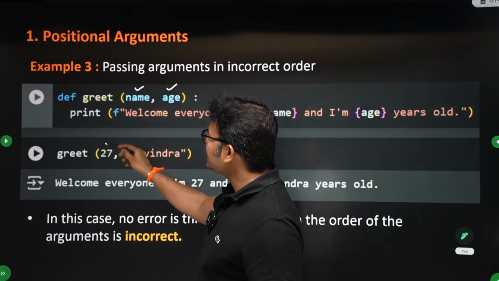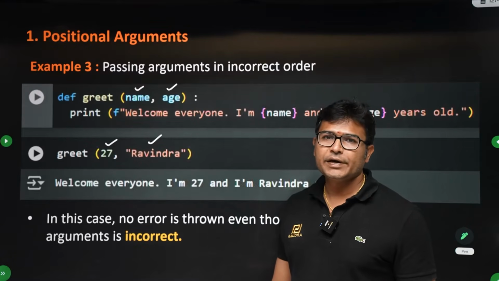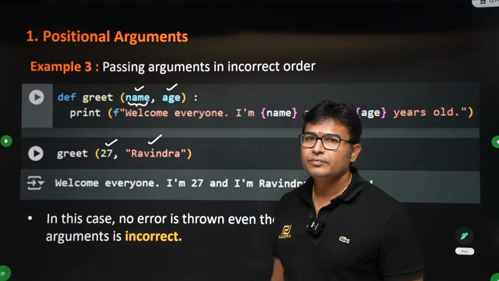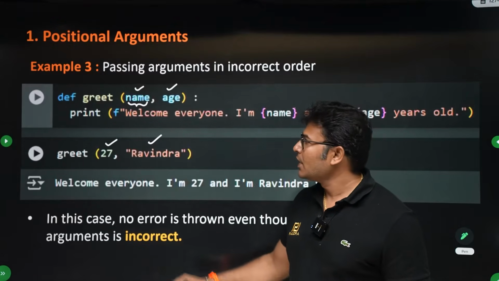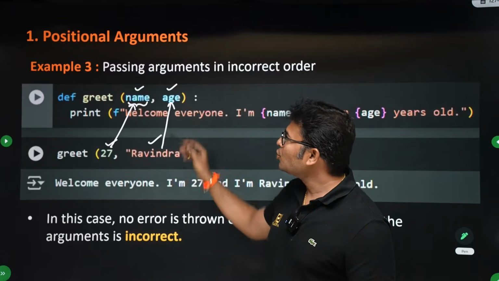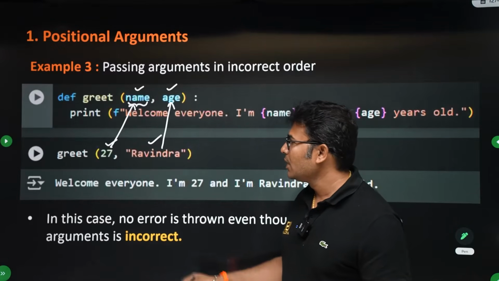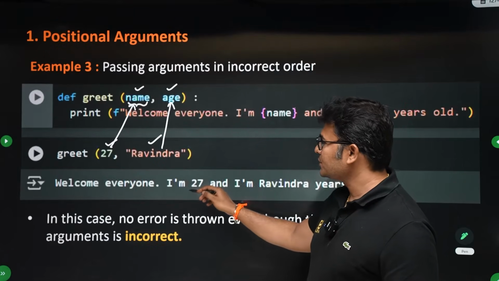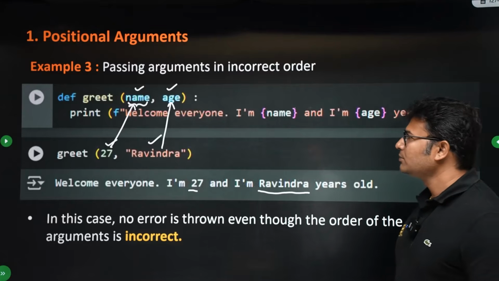But we are passing 27 and Ravindra. It doesn't matter. Python will not care. Even if the argument name is name, it is not really expecting a name. You can pass anything. That is why this 27 will go to name and this Ravindra will go to age. That is how positional arguments work, right? So 27 will go into name and Ravindra will go into age. That is why you are seeing I am 27, I am Ravindra years old, right?